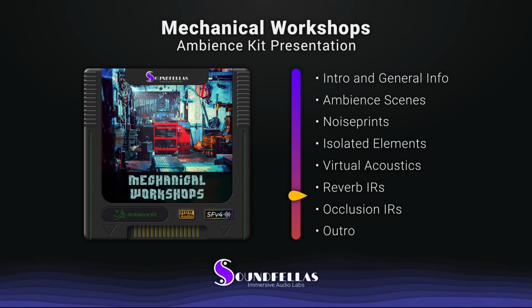The examples are made using a character moving in space. First, let's hear the dry sample. Here's the same sample using the small mechanical workshop impulse response. Now let's use the medium mechanical workshop impulse response. As a final example, let's use the large mechanical workshop impulse response.